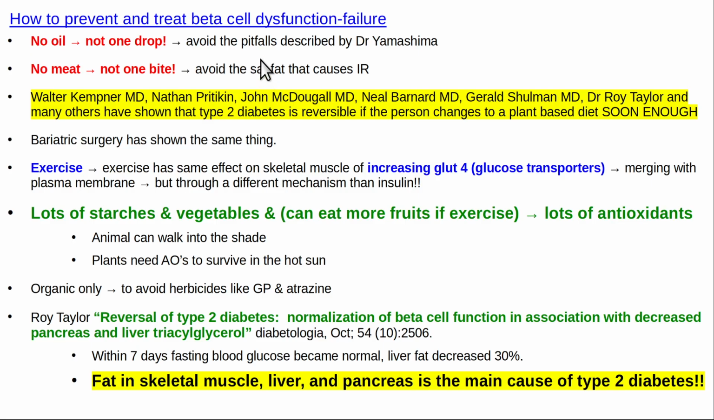Okay, so how do you help prevent beta cell dysfunction? No oil, not one drop, especially not those omega-6, man. They're toxic, and they're taking out pancreas beta cells. No meat, not one bite. I mean, the average meat's like around 50% fat. Even the lean meat, lean chicken, is about 25% fat.